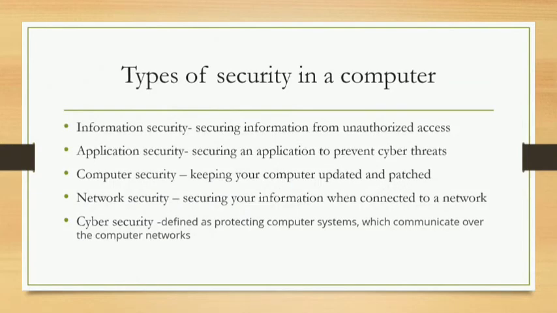Next are the types of security in a computer. First is information security, securing information from unauthorized access. This is just putting passwords to secure your information. One example of this is when you are using Facebook, you place passwords to protect your information on Facebook. Next is application security.